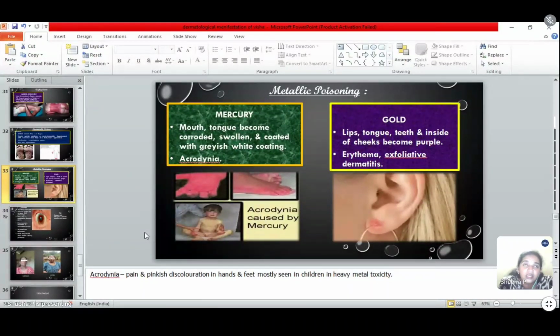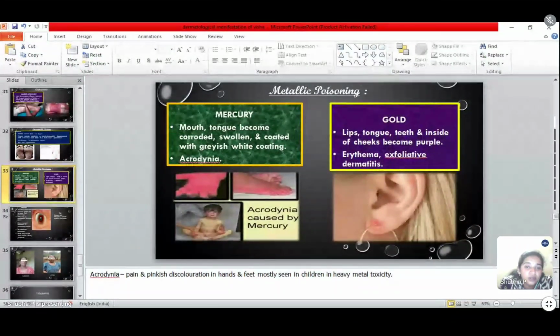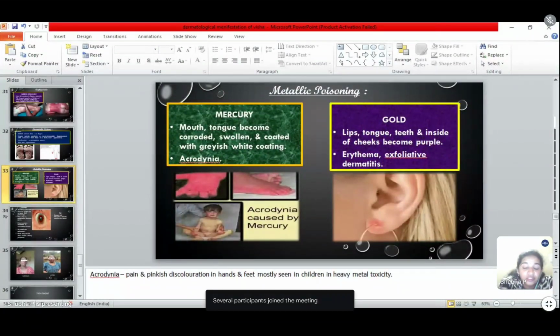Gold. Again, you might ask, now gold has become very costly, but even then, reactions to gold. Why does that happen? As you all know, gold is an inert metal, right? Why would that give reactions? Can anyone share? Why would gold react? Why would there be any dermatological changes because of gold?